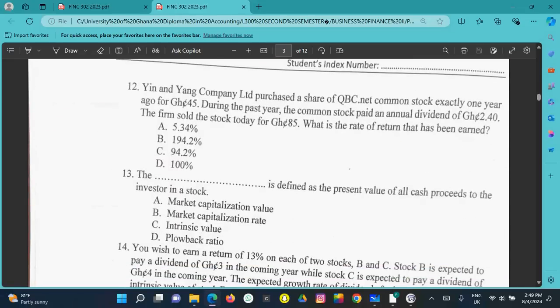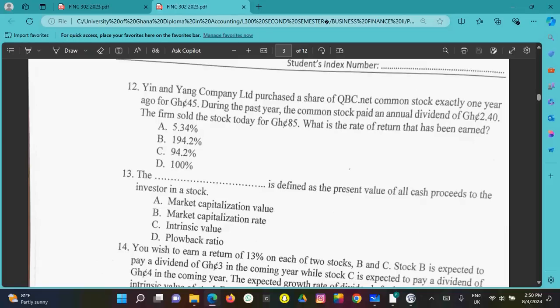So question 12. Yin and Yang Company Limited purchased a share of KOBC.net common stock exactly 1 year ago. During the past year, the common stock paid an annual dividend of 2.4. The firm sold the stock today for 85. What is the rate of return that has been earned?